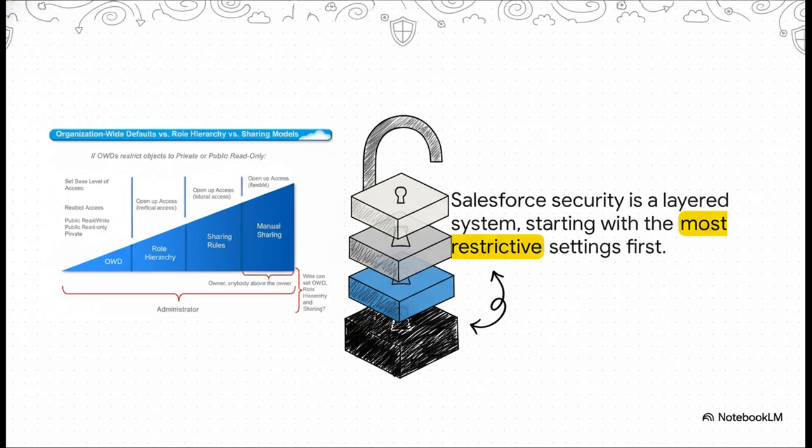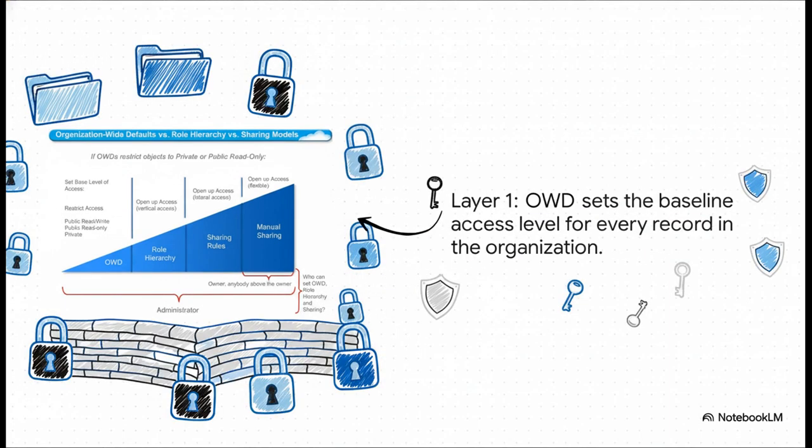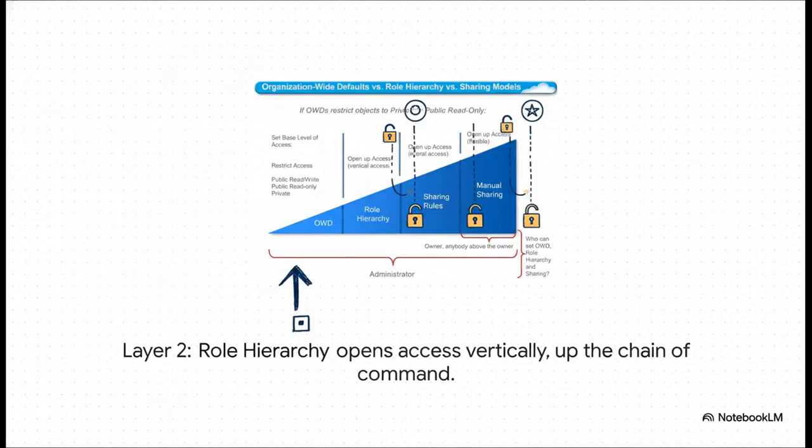Let's walk through it. So layer 1, like we just talked about, is that OWD. This is our baseline. Think of it as starting with every single door locked by default. This is the default state for every single record, every document, every file in the system. On top of that, we add the role hierarchy. This is all about opening access up the chain of command. It's just like a corporate org chart.